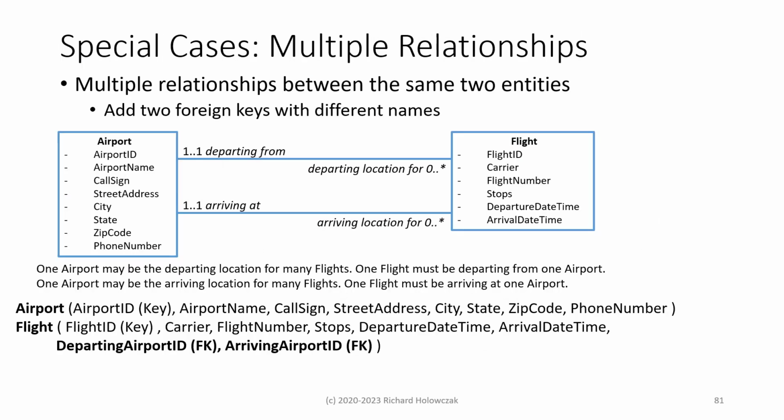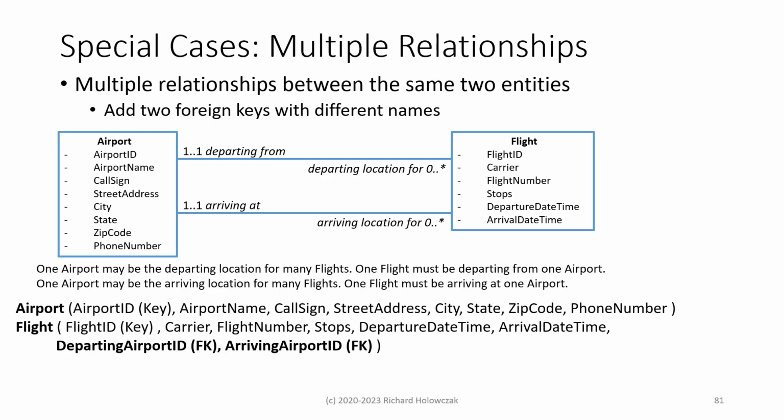Okay, the last 2 examples that I have to show you are kind of special cases. They don't come up a lot, but I just wanted to give 2 more examples in case you do come across these. The first is there are some situations where 2 entities might have multiple relationships. A perfect example of this is an airline having flights, and there are airports.